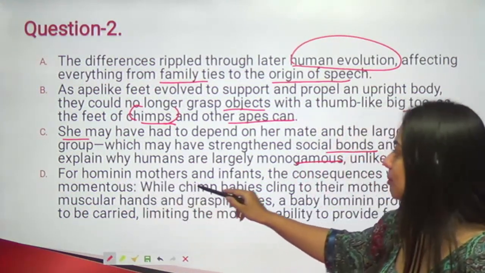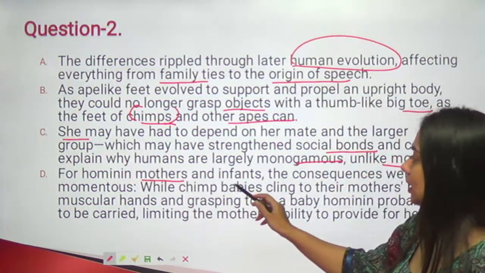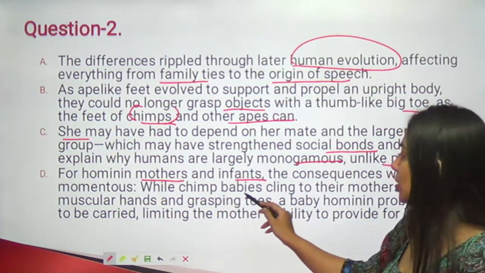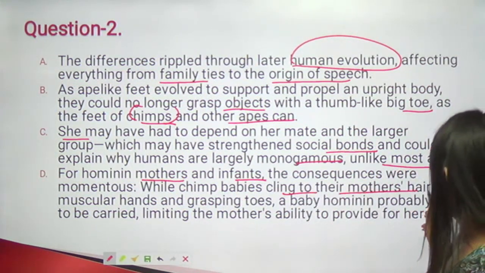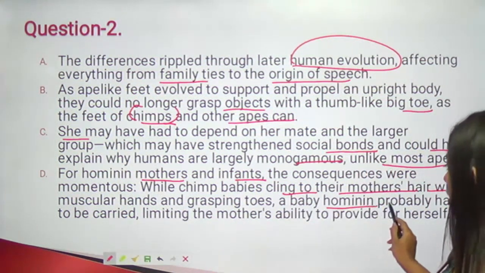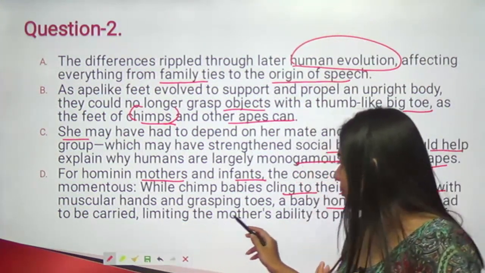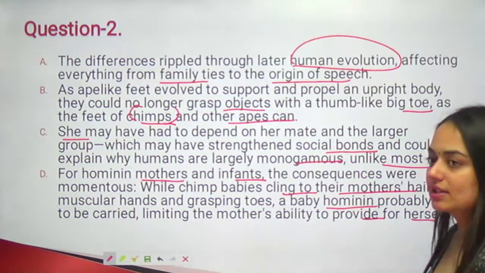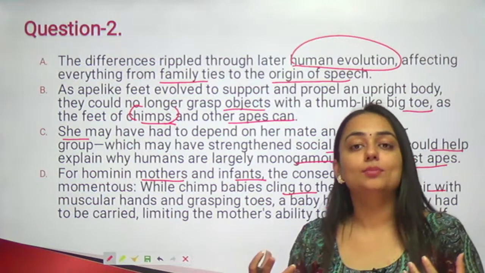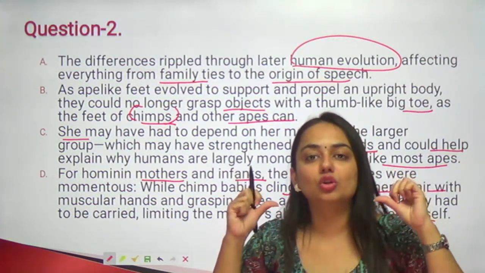For hominin mothers, look at this. So this she was used for the mothers. For hominin mothers and infants, the consequences were momentous. While chimp babies cling to their mother's hair with muscular hands and grasping toes, a baby hominin probably had to be carried. So what is this sentence saying? Limiting the mother's ability to provide for herself. The same thing. The chimp's babies can easily cling on to their mother with their muscular hands and strong toes.